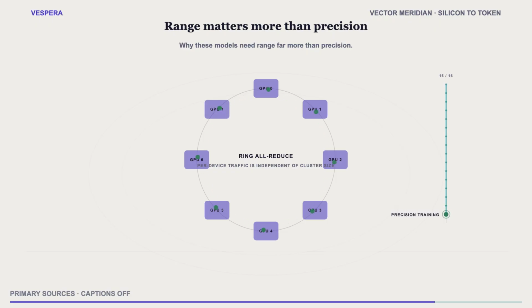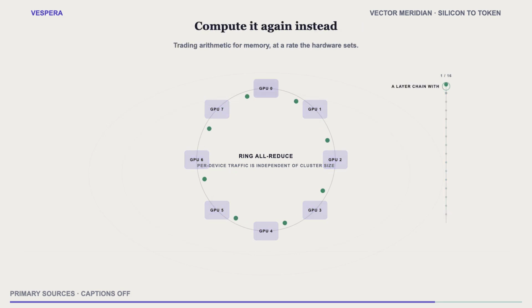Activation memory is the most flexible part of the training budget because there is a trade available that exists nowhere else in this film. You can choose not to store something and compute it again instead. The backward pass needs forward activations. The default is to keep them all.